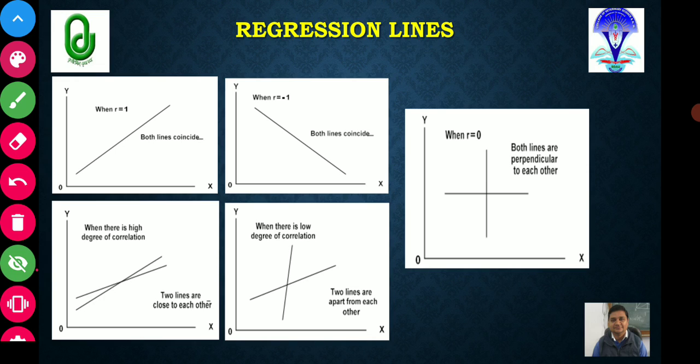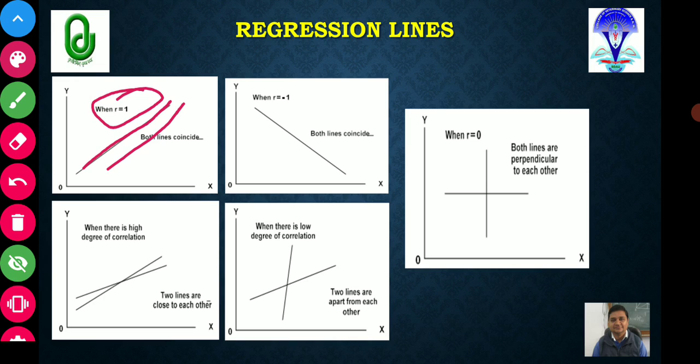Here you can see, if you look carefully, the correlation coefficient is 1. So if the correlation coefficient is positive 1, and that too it is positive, then in that case, if you look carefully at the regression line, it will be going upward from left to right, and both the lines, that is the x and y lines, will be coinciding with each other. So this is the regression line when the correlation coefficient is 1.